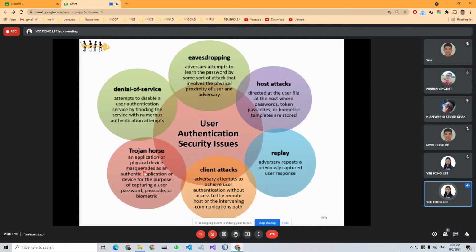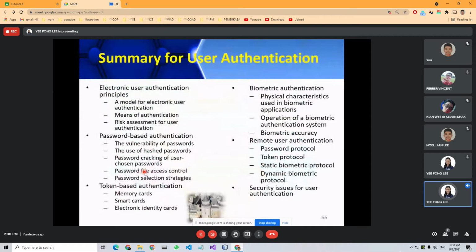Okay, and then replay again is about retransmission. Okay, capture the user response and retransmission of a packet. This one we have done so far. Okay, we have done all this topic.